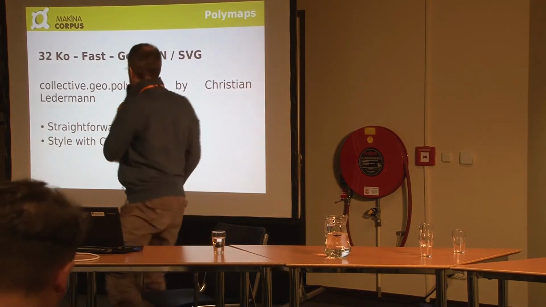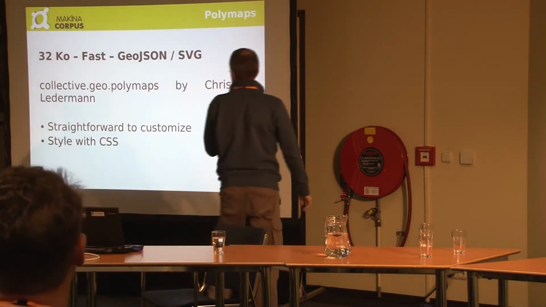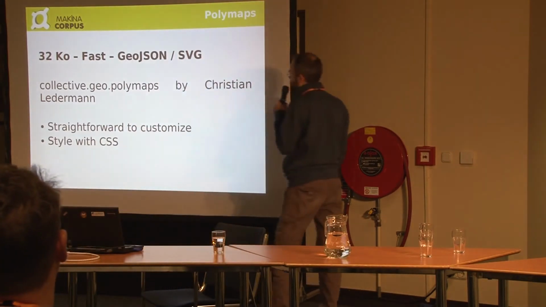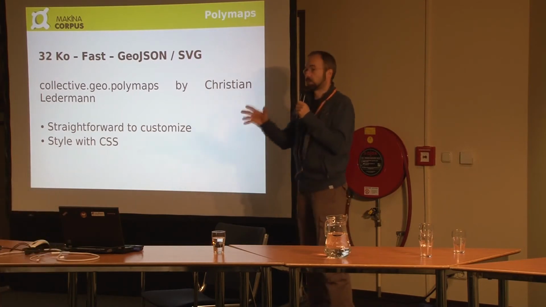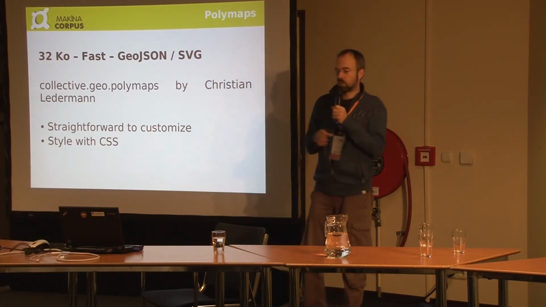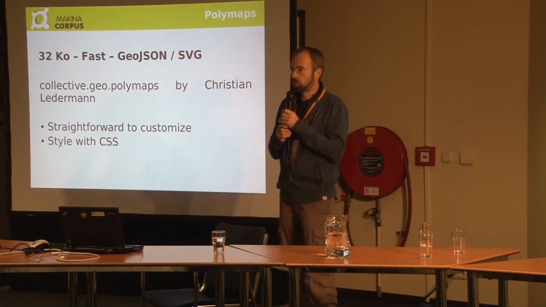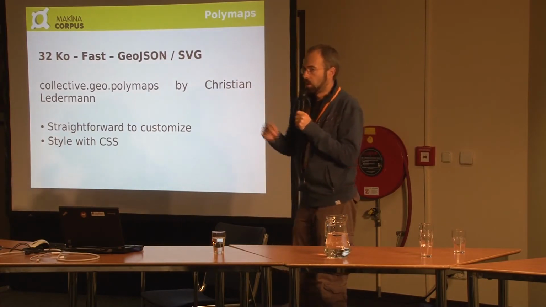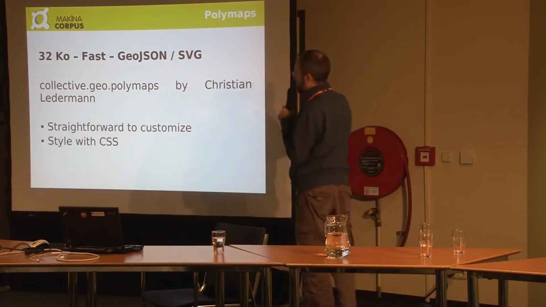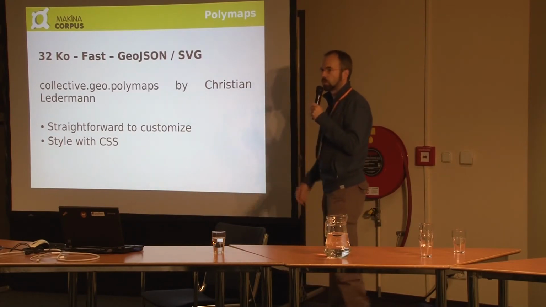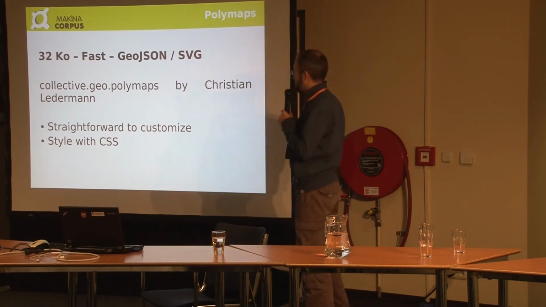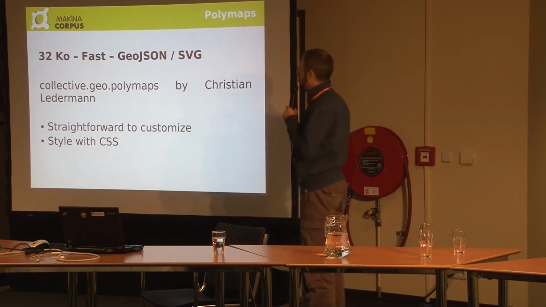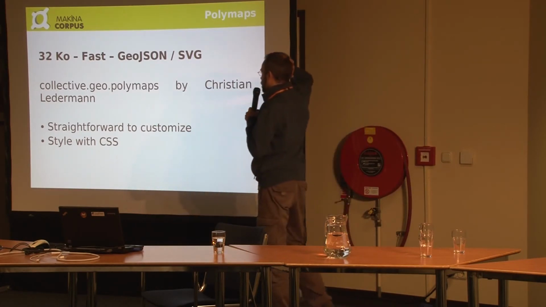Polymaps. So Polymaps is very small too, 32 kilobytes, very fast. And it's using GeoJSON format, which is a JSON format specific to geometry. So you can describe a geometry in a JSON format, plus extra attributes. It's totally open. It's not constrained by a big spec. You can do whatever you want with GeoJSON as long as you provide a geometry in it. And it's using SVG for rendering.